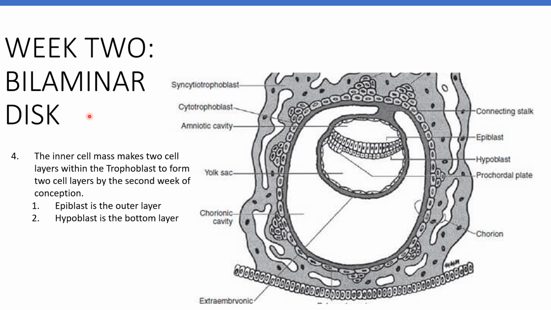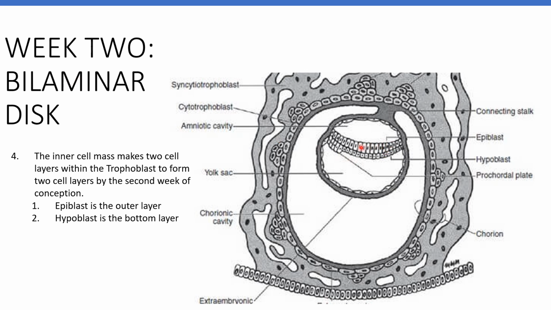Now what ends up happening is in week 2, you'll notice you have two cell layers, one here and here. And these cells form these spheres. It's actually in a sphere. And so this line here is a disc. As there's two cell layers, we call it a bilaminar disc. Bi again means two, laminar, laminate, layer. So it's a two-layer disc.